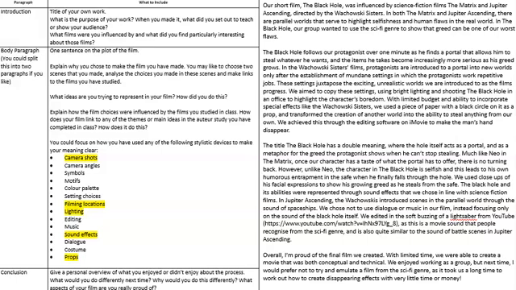In the Wachowski sisters' films, protagonists are introduced to a portal into new worlds only after the establishment of mundane settings in which the protagonists work repetitive jobs. These settings juxtapose the exciting, unrealistic worlds we are introduced to as the films progress. We aim to copy these settings using bright lighting and shooting The Black Hole in an office to highlight the character's boredom. With limited budget and ability to incorporate special effects like the Wachowski sisters, we used a piece of paper with a black circle on it as a prop and transformed the creation of another world into the ability to steal anything from our own.